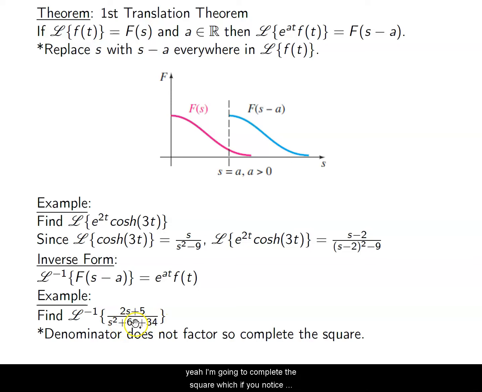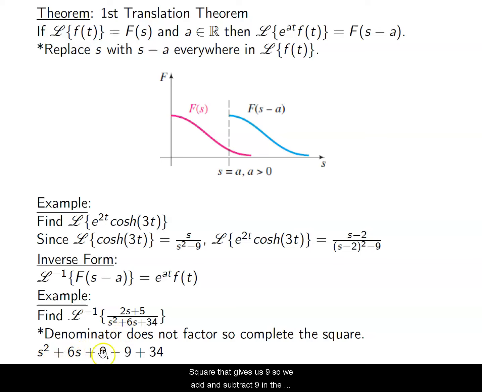Since I cannot factor this nicely, I'm going to complete the square, which, if you notice, will get me to some form similar to this. So my goal is to complete the square and put it in the vertex form of a quadratic, and then manipulate my numerator so that my s term is adding or subtracting whatever is happening when I complete my square. Okay, so if we take our term here, basically we have 6 over 2a, which gives us 3.